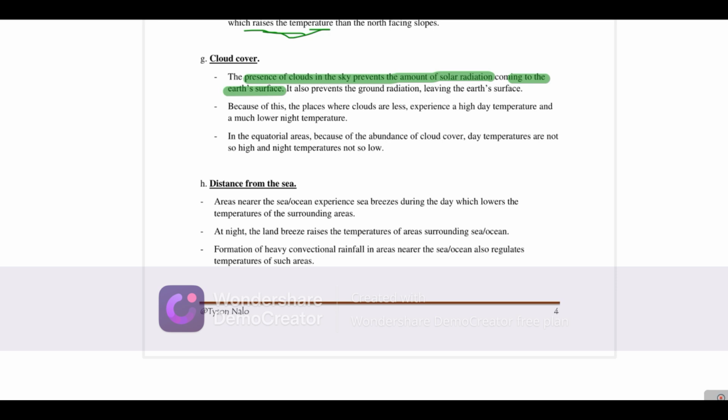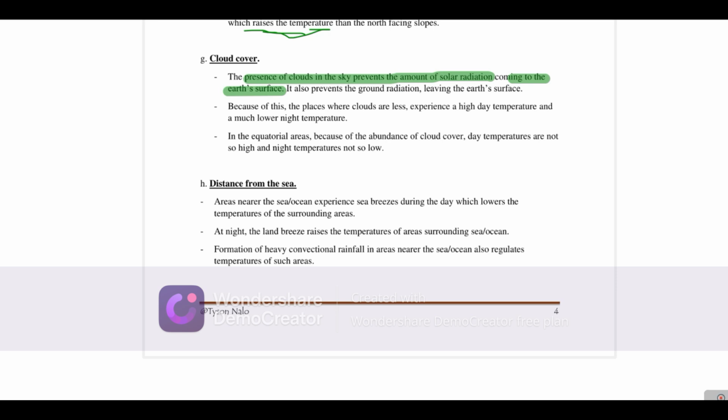Because of this, the places where clouds are less will experience high day temperature and a much lower night temperature. A situation whereby the clouds are less in the sky means there is a clear path for the sunshine to travel to the Earth's surface, and so that is going to raise the temperature of the day, and the night temperature is going to be reduced.